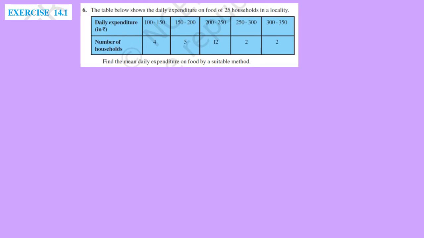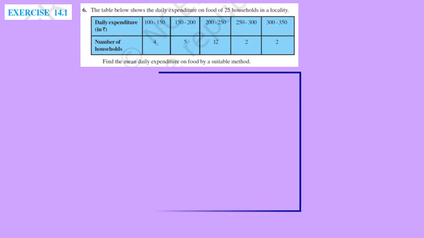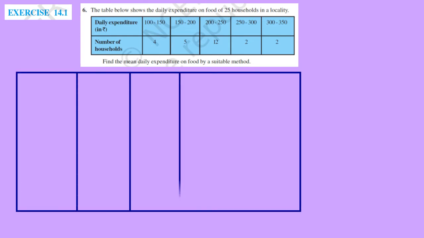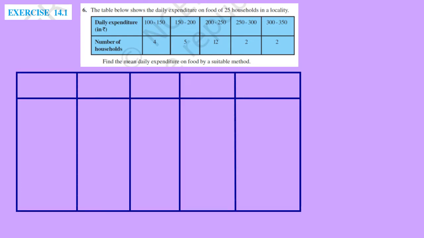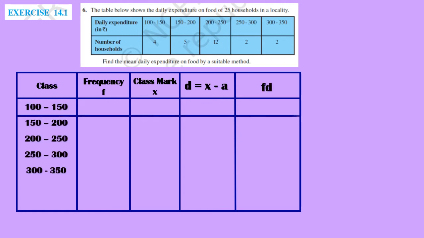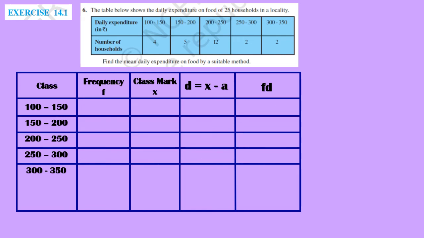Question number 6. The table below shows the daily expenditure of food of 25 households in a locality. Find the mean daily expenditure of food by a suitable method. So let us, it's quite simple question. Let us make the table first and write the class, frequency, class mark, D and FD. So class we copied from the question, then frequency has to be copied.